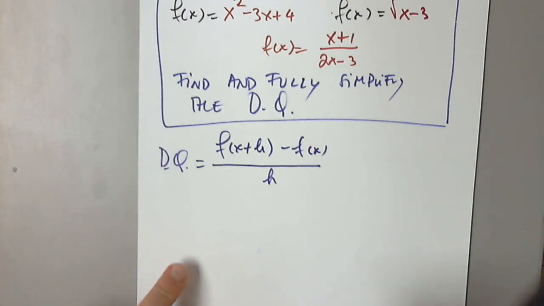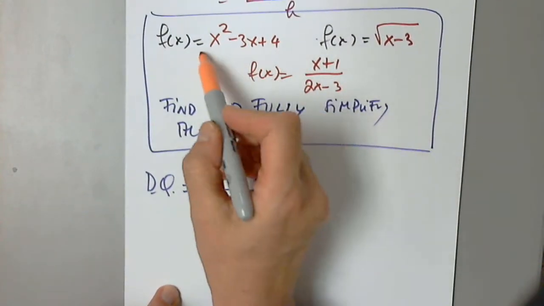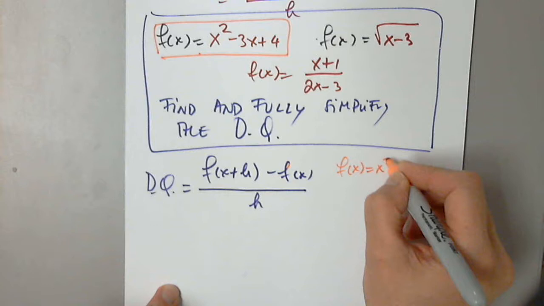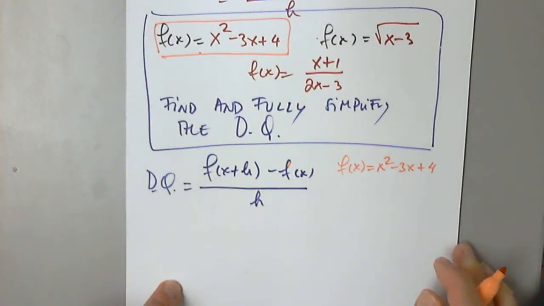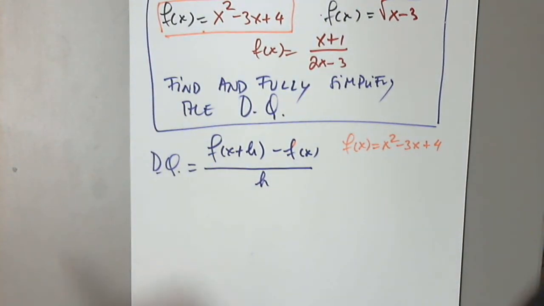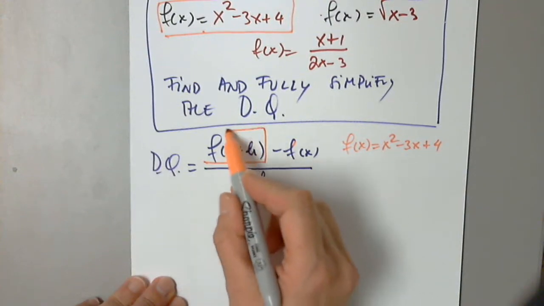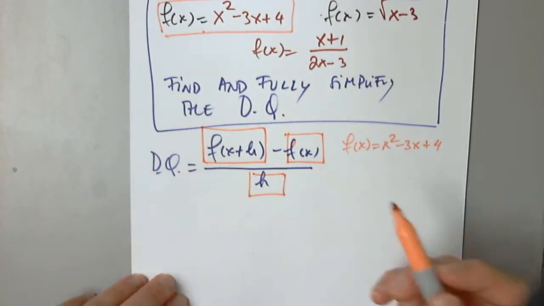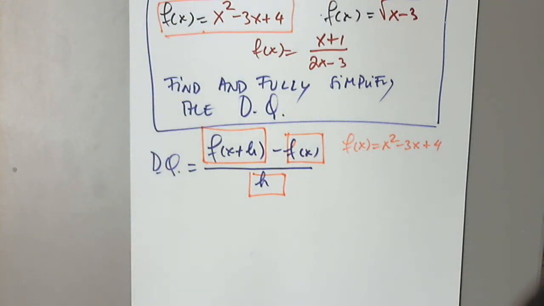Okay, ready? What do I have? So we are looking at the first function now. We're looking at f of x equals x squared minus 3x plus 4. I see three entities here: 1, 2, 3. Which of these three entities do I have where there is nothing I can do to change it? Of course, there's nothing I can do to the little quantity h. There is nothing I can do here.